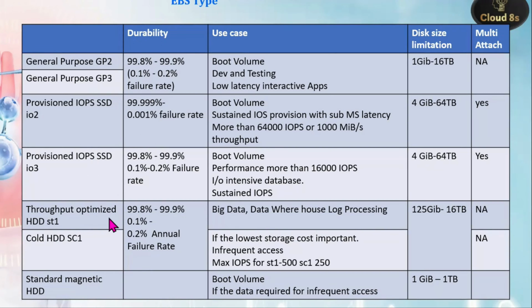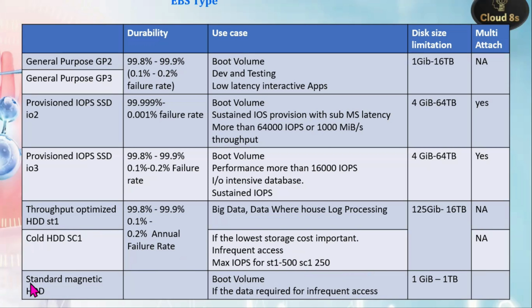If you require any kind of high throughput or high IOPS, this will not help us. Basically, the ST1 disk size will be providing 125 GB to 16 TB, and multi-attach is not available. For SC1, in case we have data that we access infrequently, like once in 6 months or once in 3 months, at those times we can go with the Cold HDD SC1. It will help us. The maximum IOPS we can get is 500 only for ST1 and 250 only for SC1. So if you require high-level IOPS, it will not help us.